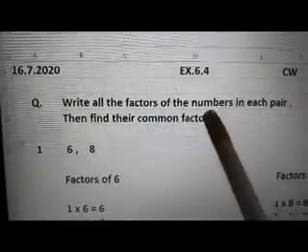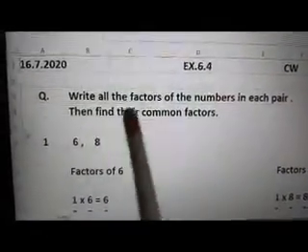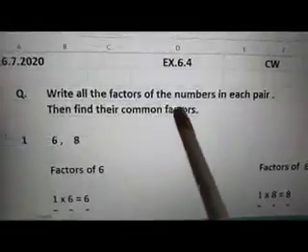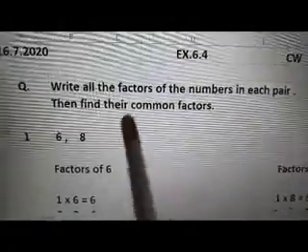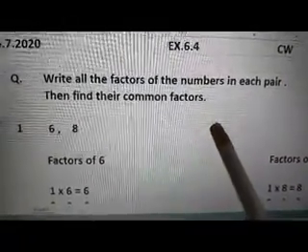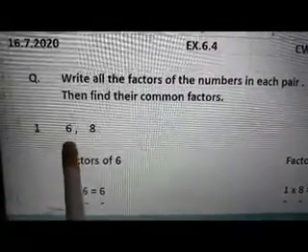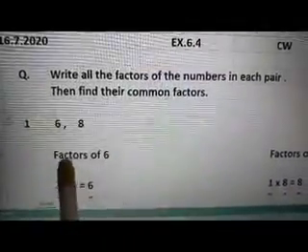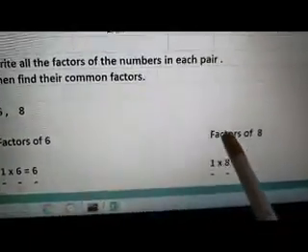Good morning children. Today we are going to start exercise 6.4 and the question is: write all the factors of the numbers in each pair. Then find their common factors. And the first is 6 and 8. You have to find all factors of 6 and all factors of 8.